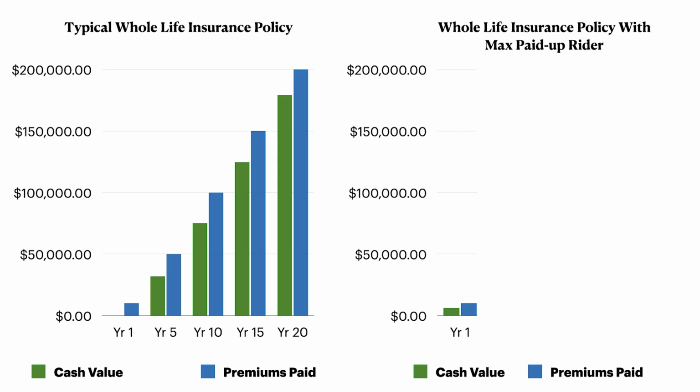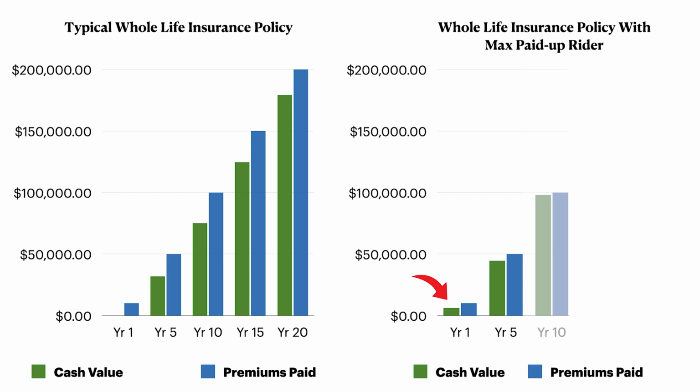But let's look at it from a different angle. There are riders that can be attached to a whole life policy and make it a very, very efficient tool to store money in. In this example, we're using the same amount of premium as we did in that original traditional policy, but you can see here in year one, there's already over 50% of what you paid in premium developing cash value. By year five, it's even better. And by year 10, we're almost even.